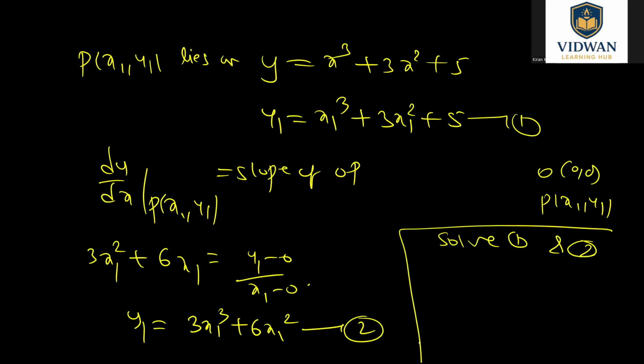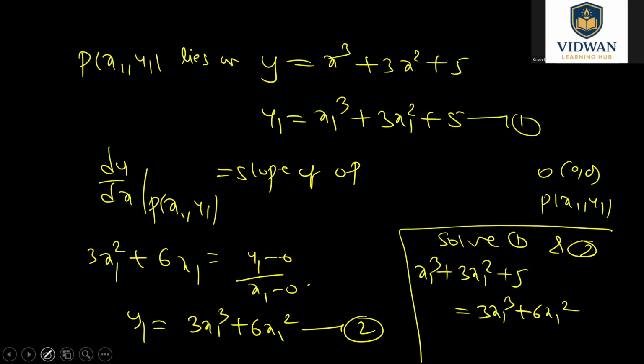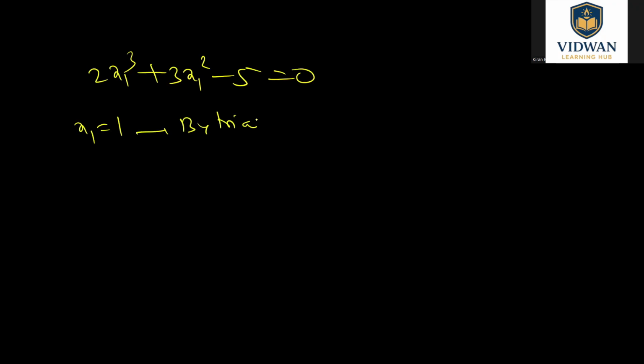And how to solve it? Directly equate the value of y1. So x1 cube plus 3x1 square plus 5 should be equal to 3x1 cube plus 6x1 square. So just equate the y1 values and try to solve the equation. This equation becomes, grouping the x1 cube terms, 2x1 cube plus 3x1 square minus 5 equal to 0. So to solve this, you can see x1 equal to 1 will satisfy. So by trial, you can guess one root. So x1 equal to 1 is one root by trial.